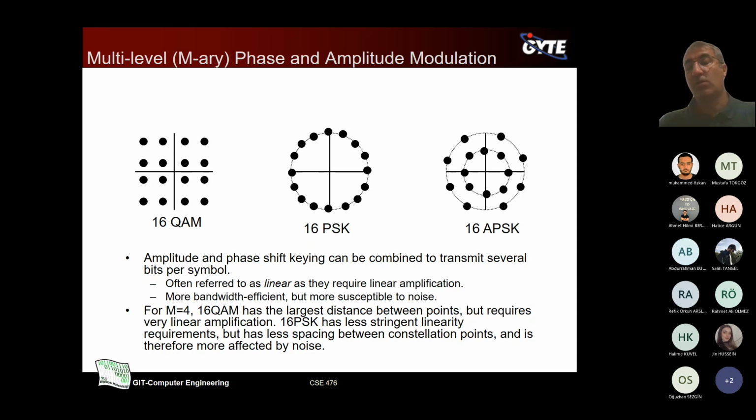That's why it's called linear modulation. This type of modulation is bandwidth efficient, but it is susceptible to noise because the distance between constellation points is very small, so they can mix with each other when you try to detect the symbol at the receiver side.